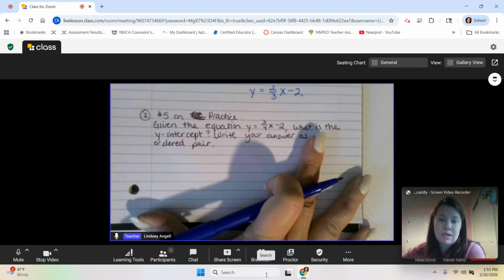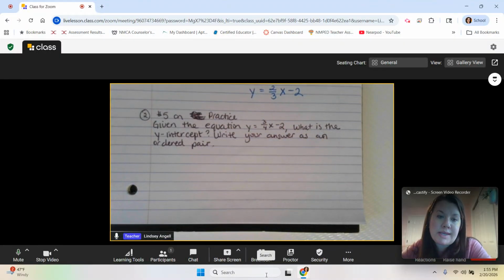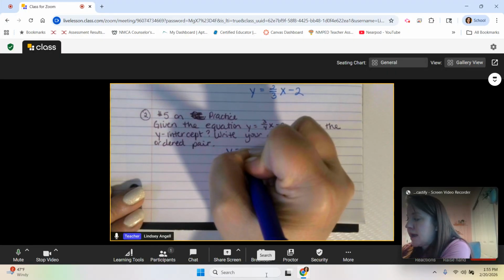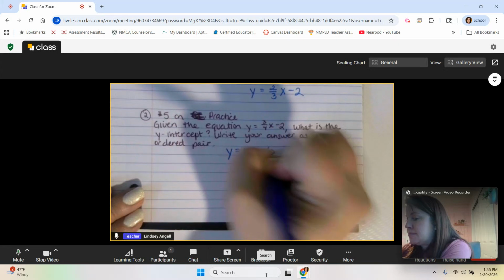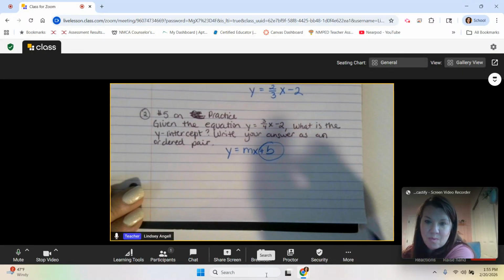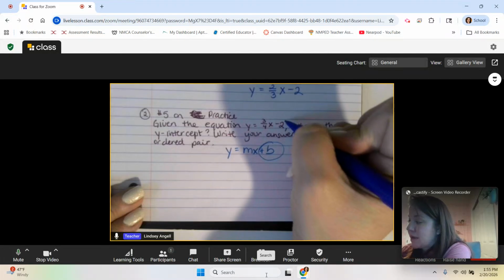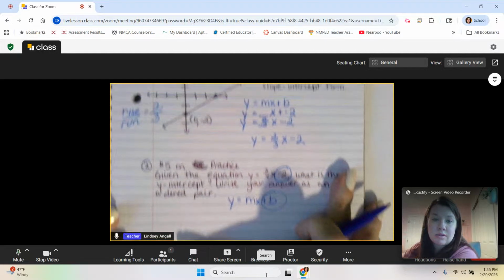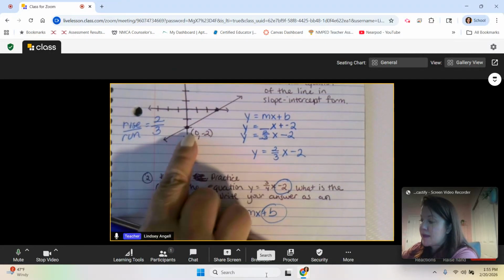Number 2 is number 5 on your practice. Given the equation y equals 3/4 x minus 2, what is the y-intercept? Write your answer as an ordered pair. Well, slope-intercept form is y equals mx plus b, with b being the y-intercept. So in this equation, it's -2. Look at that, we already have an example of that right here.